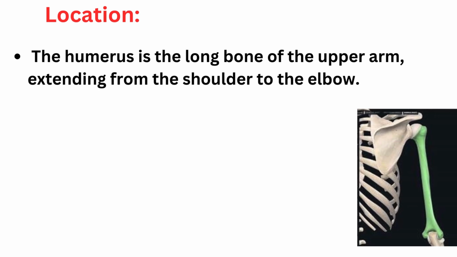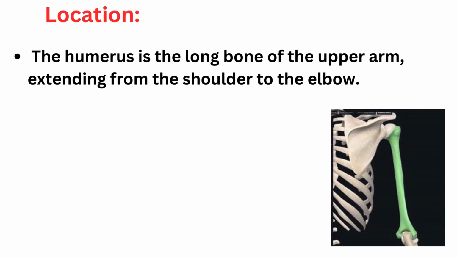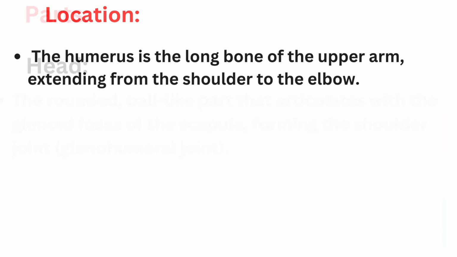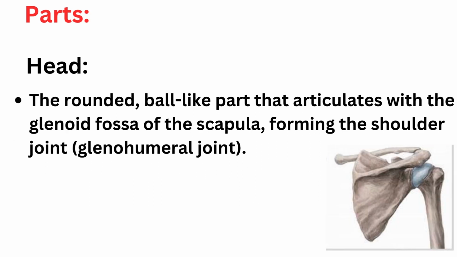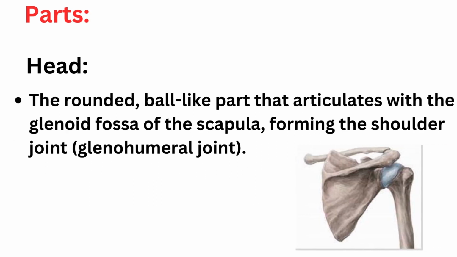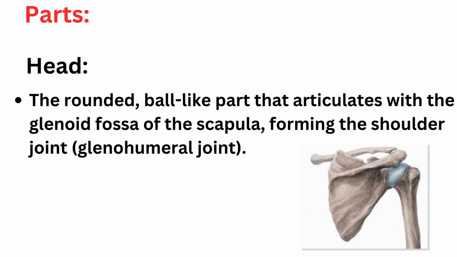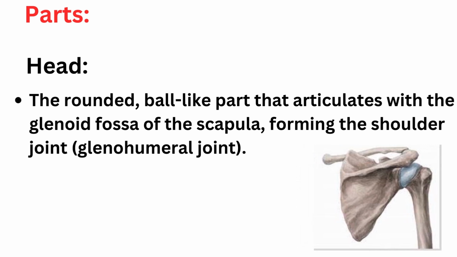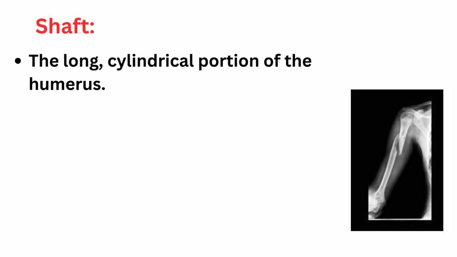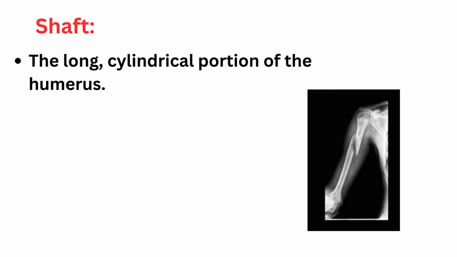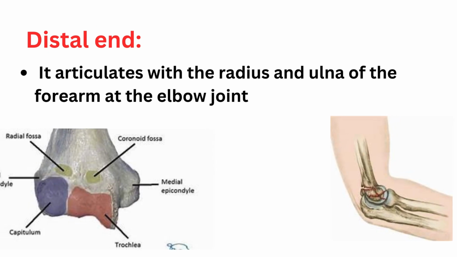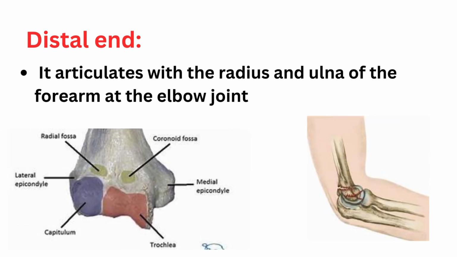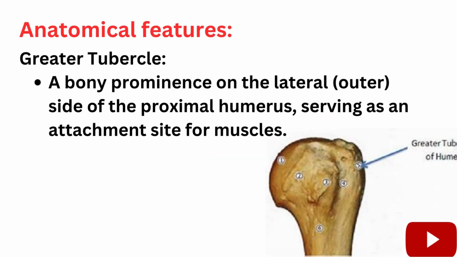Location: the humerus is the long bone of the upper arm, extending from the shoulder to the elbow. Parts: head, the rounded, ball-like part that articulates with the glenoid fossa of the scapula, forming the shoulder joint, glenohumeral joint. Shaft, the long, cylindrical portion of the humerus. Distal end, it articulates with the radius and ulna of the forearm at the elbow joint.